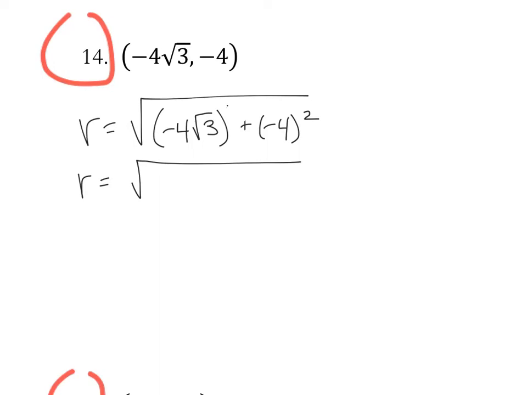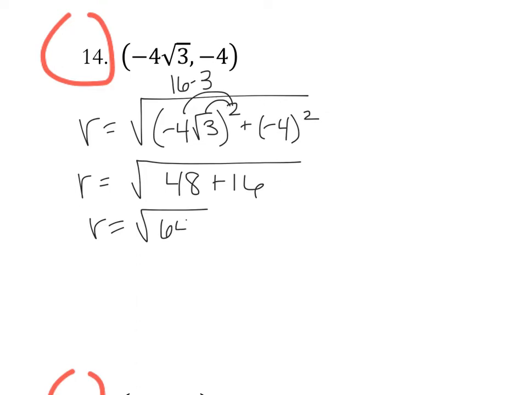And when you're squaring this guy, you should be distributing to both of those. So that's really 16 times 3. So this should turn into 48 plus 16. So you get the square root of 64, which means r is 8.